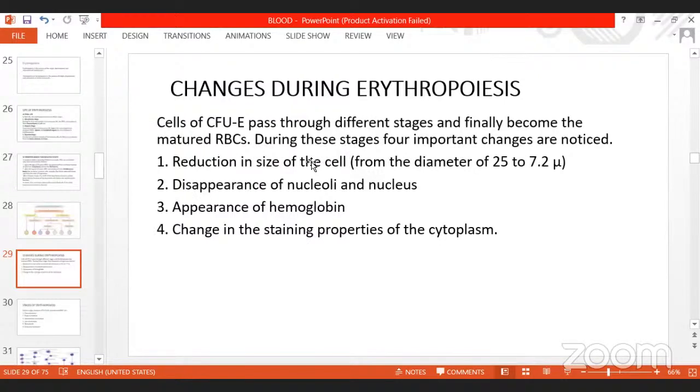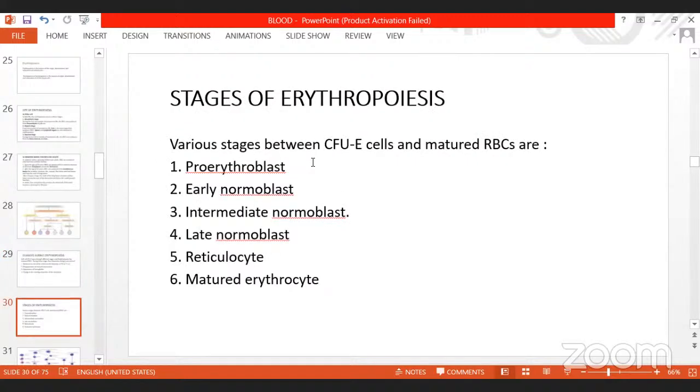And the appearance of hemoglobin. The hemoglobin starts to appear in the RBC. At the first stage, there is no hemoglobin. Later on, hemoglobin is added into the RBC. And because of hemoglobin and the changes, the staining property also changes. So let's see these stages. They are pro-erythroblast, early normoblast, intermediate normoblast, late normoblast, reticulocyte, and matured erythrocyte.